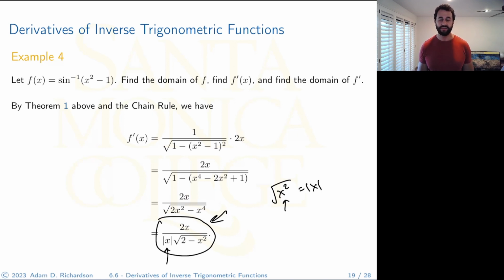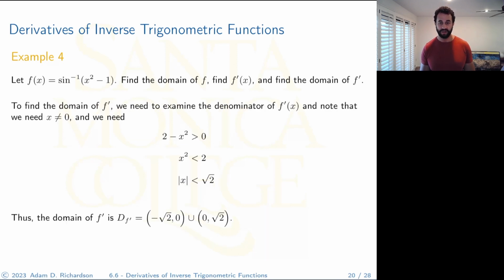If x is 0, then we're trying to divide by 0 and we got problems. So right away, the domain cannot include 0. Now, the other thing is we need this piece. We need the radicand down there, 2 minus x squared. We need that to be strictly positive.